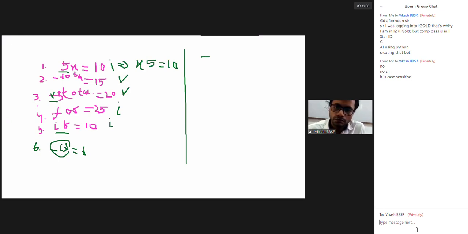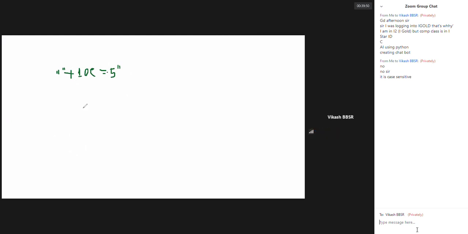Then next, go to what? Clause one. Who can say? Swati has asked. Is it valid? Is it valid? Is it valid?